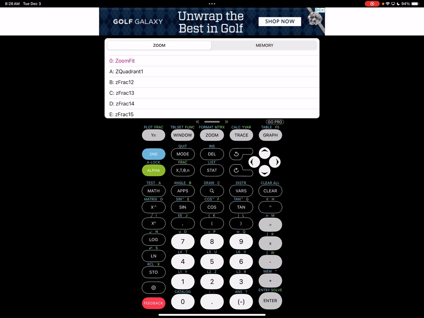That's nice because sometimes you keep zooming it out from the standard one, which goes from -10 to +10 on both axes. And you're like, where is the graph? You can't find it. So if you do zoom fit, it'll find it for you. And then you can look at the window to see where that is. All right. So we did zoom 9.